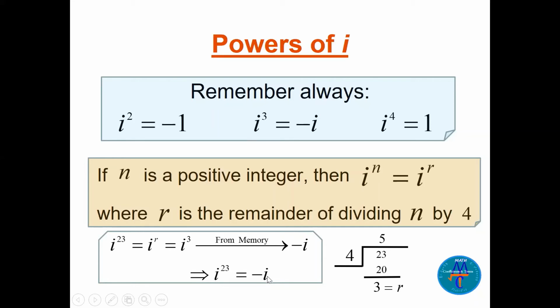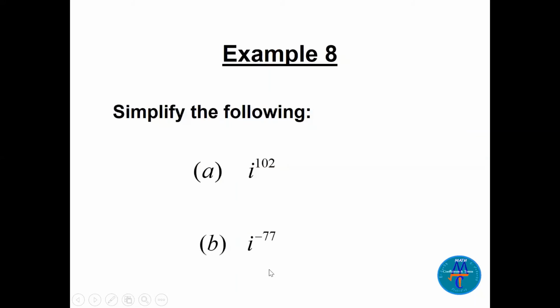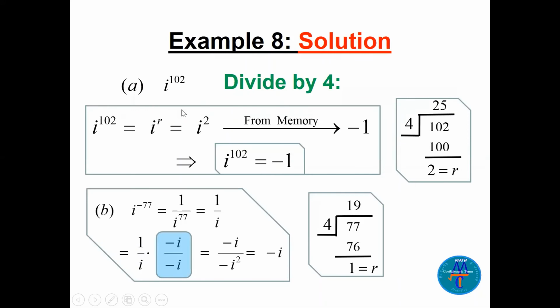Now this will be inside a question. It's not a question by itself. Let's take just two simple quick examples. i to the power 102, i to the power minus 77. This one is easy, although I put all the solutions here. I will spend a little time on the negative.